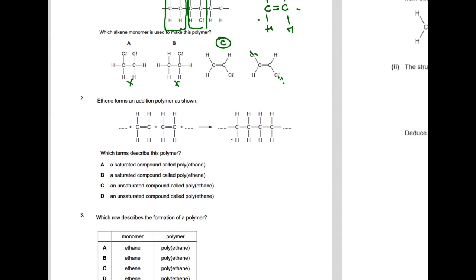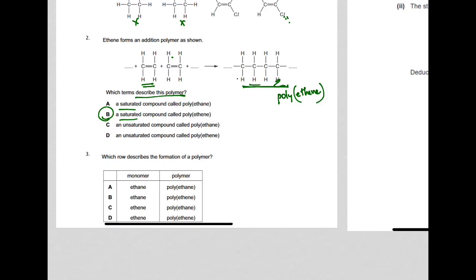Second question, you have to describe the polymer. The polymer is saturated. There's no double bonds in the polymer. The monomer is unsaturated, but the polymer is saturated. So it is a saturated compound. This is the monomer. This is ethene, so this is polyethene. So it's just the name of the monomer with poly in front. So it's polyethene, but it is saturated. It has no double bonds.